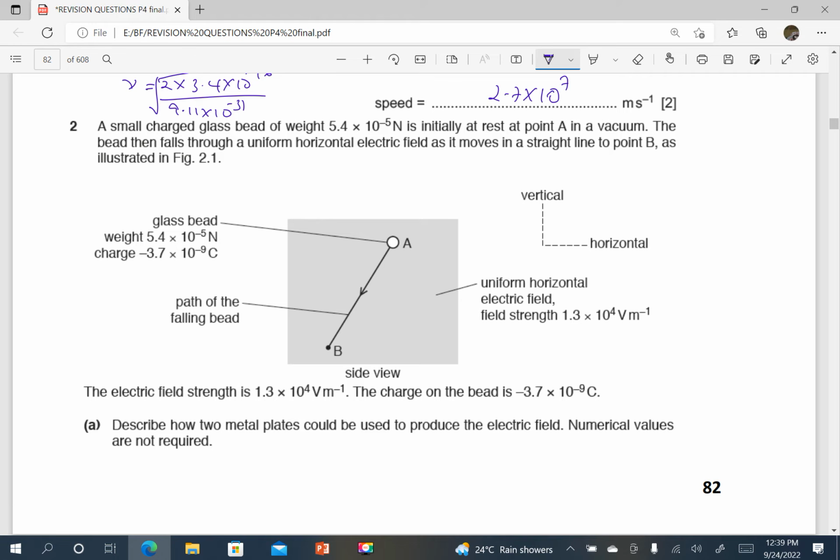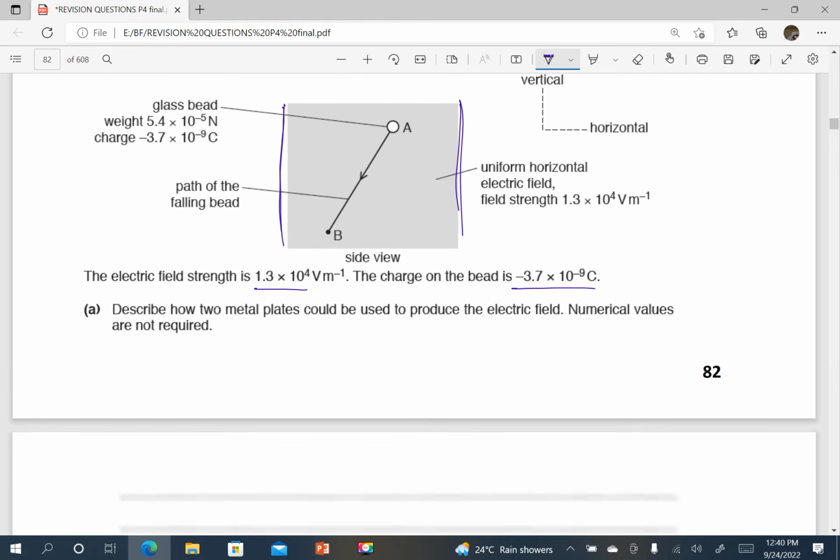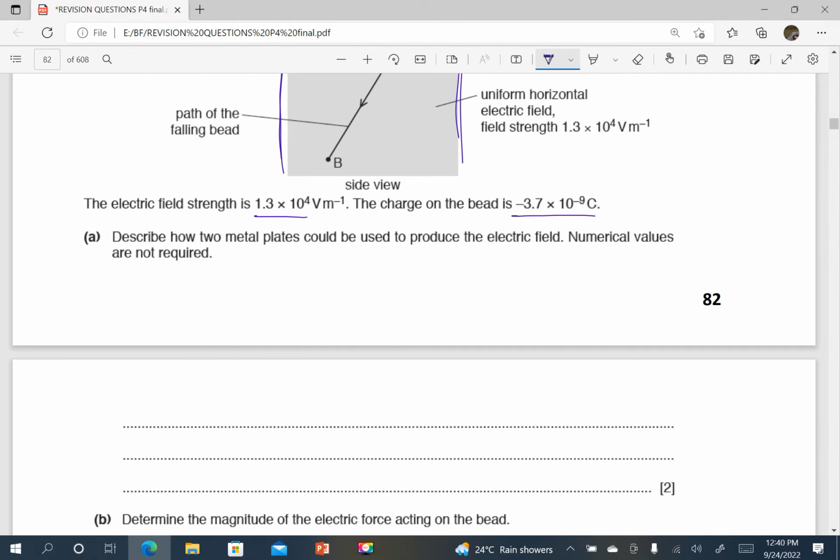A small charged glass bead of weight 5.4 times 10 power negative 5 newtons is initially at rest at point A in a vacuum. The bead then falls through a uniform horizontal electric field. The field is horizontal. If the field is horizontal, then the plates must be vertical. Part A, of course, the electric field strength is given as this. The charge on the bead is negative that. Describe how the two plates could be used to produce the electric field.